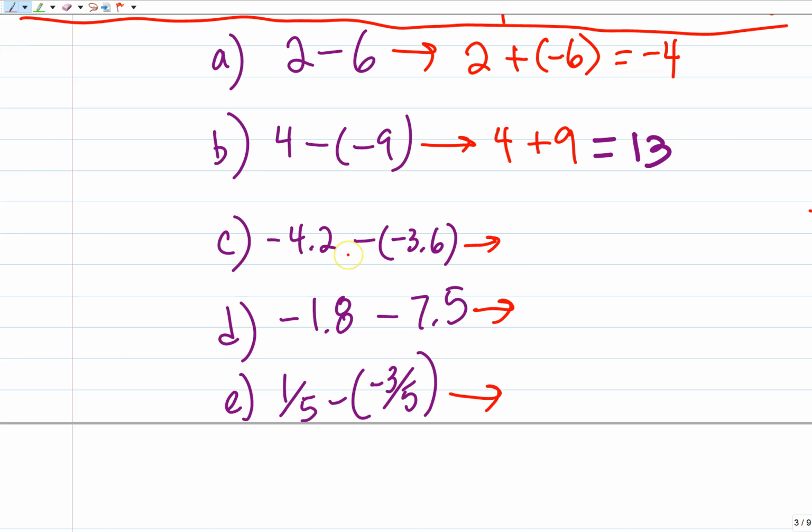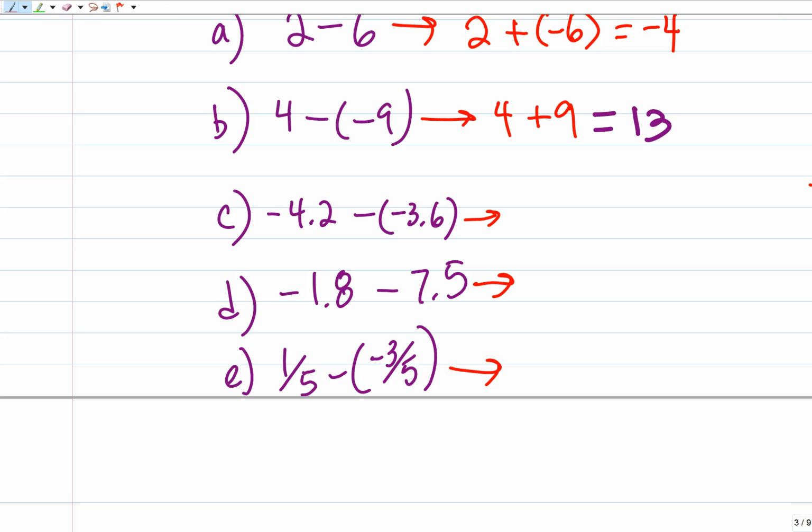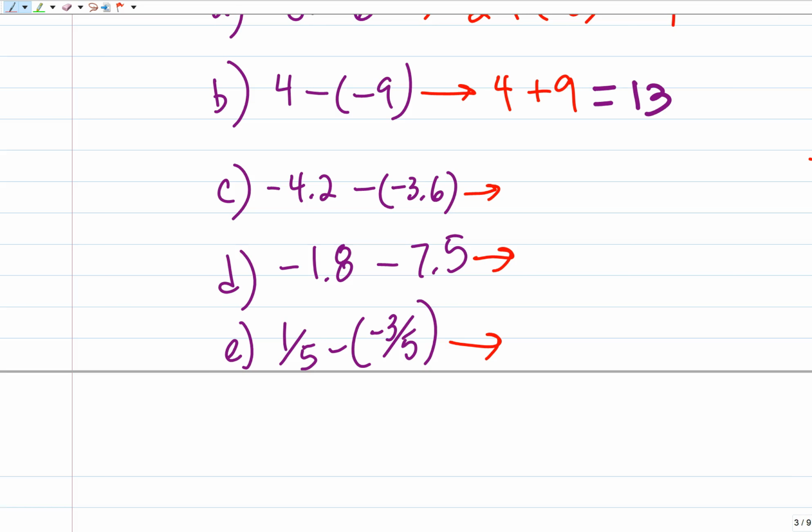Okay? Negative 4.2 minus negative 3.6. The numbers got more complicated. Does that mean we start making up new rules? The rule stays the exact same. So what is this the same as? Negative 4.2 plus 3.6. Are those going to combine or cancel? And if they cancel, I'm left with, because I can subtract the big number minus the small number, 0.6. Somebody's telling me that's not my answer though. Why? We had more negative, so the answer should still be negative.